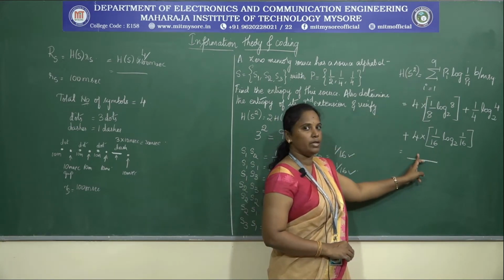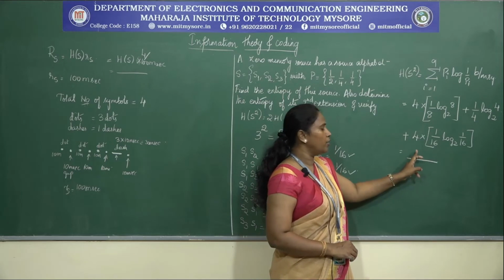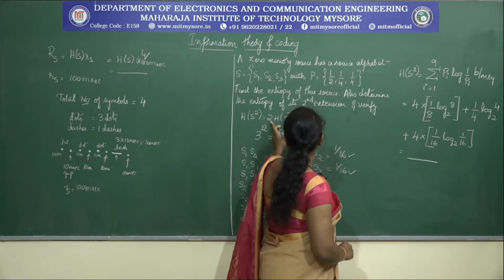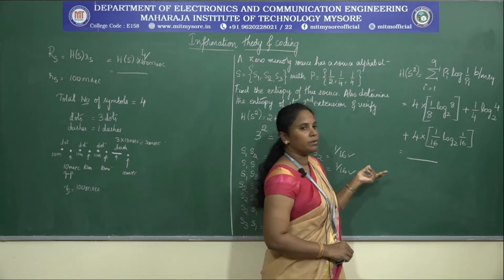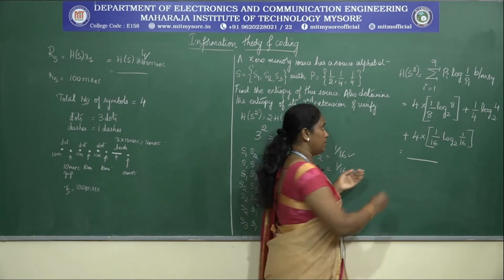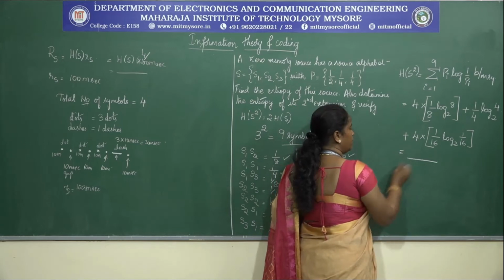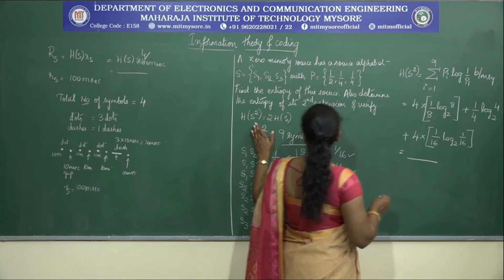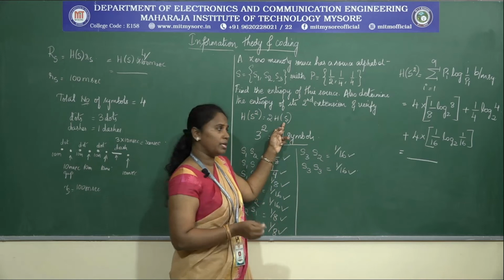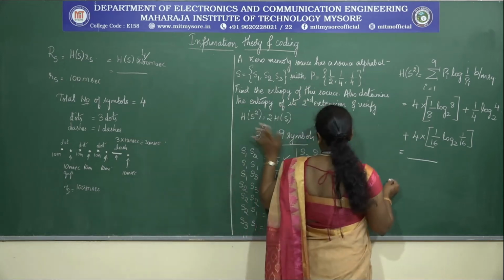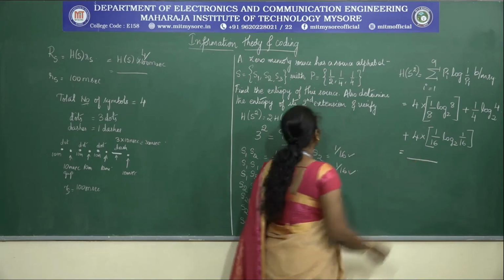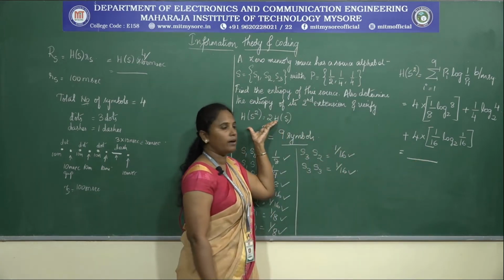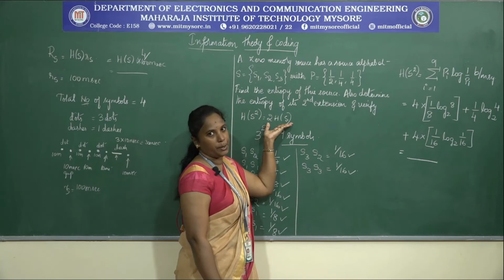Whatever value of H of S square you calculate should be equal to 2 times H of S. So this is your H of S square value. Now you can verify that H of S square is 2 times H of S. Once you find the value, you can verify whether it is 2 times your entropy.